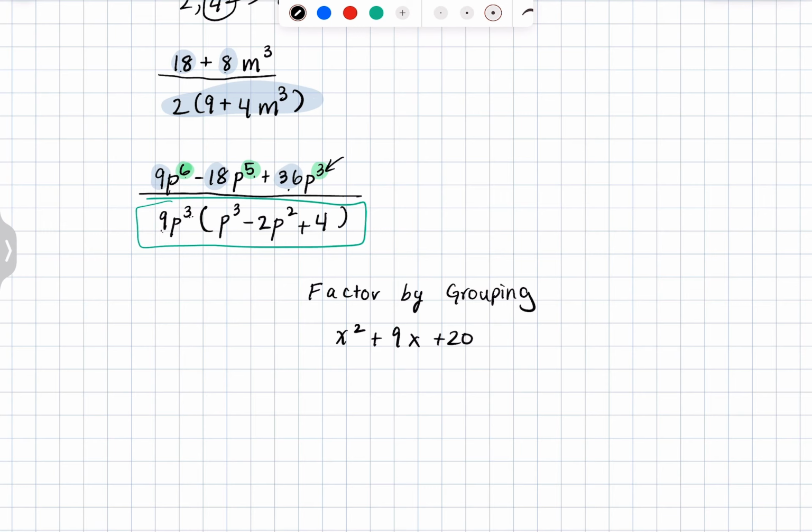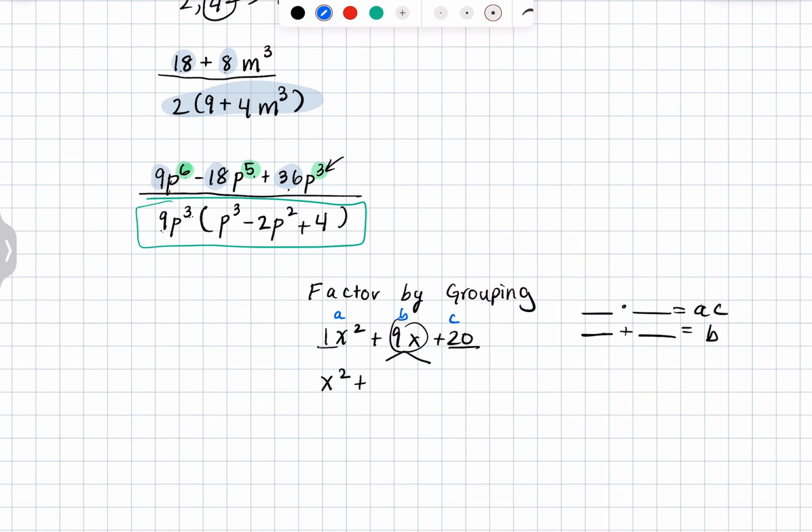What you're going to do is split the middle into two sections. So x squared plus, and you need two numbers that add up to 9. So this number and this number have to equal 9. And these two numbers should also multiply out to a times c. So let's write this down: A, B, C. You can divide your expression into three sections: A, B, and C.